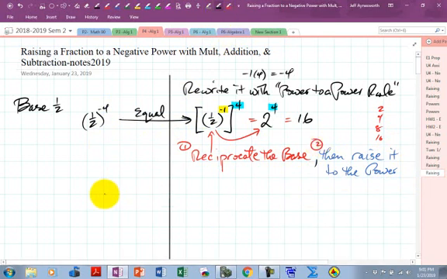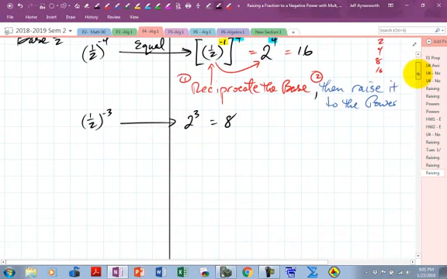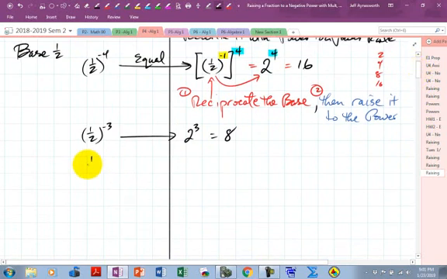All right, so let's take 1/2 to the -3 power. So you reciprocate 1/2 to get 2, raise it to the 3rd power. You get 2 times 2 times 2, which is 8. All right, and then we just keep on getting some practice. 1/2 to the -2 power. Well, that's 2 squared, or 4.